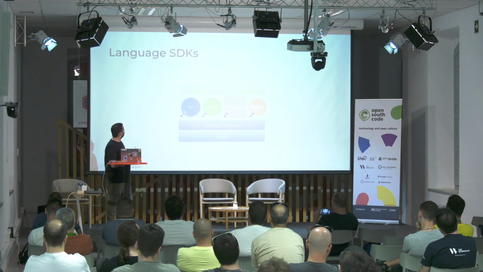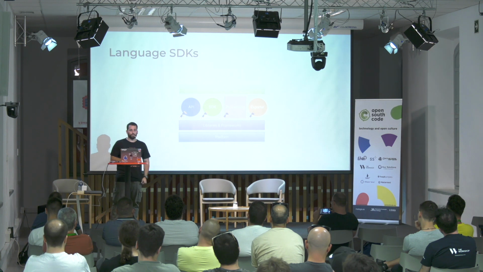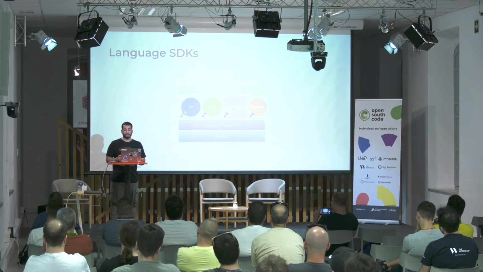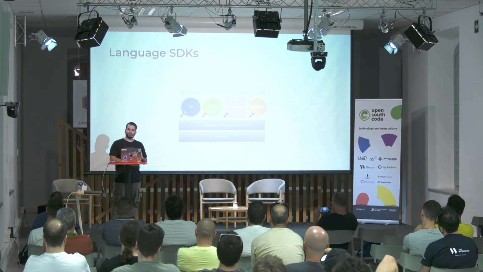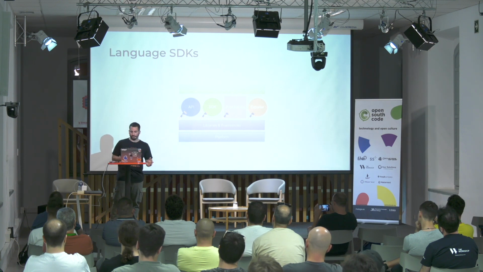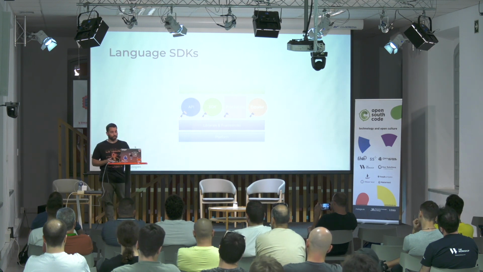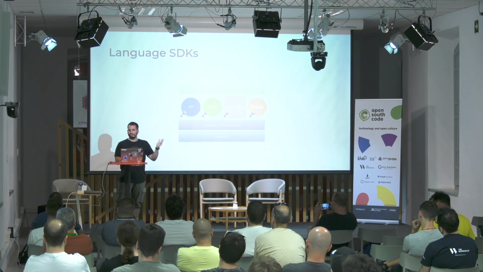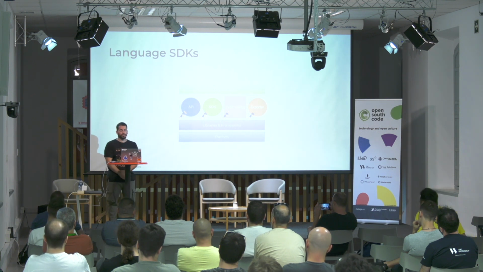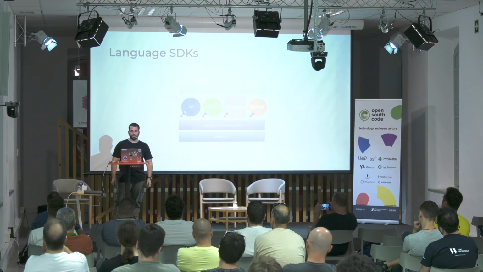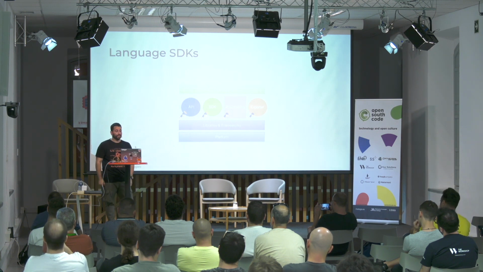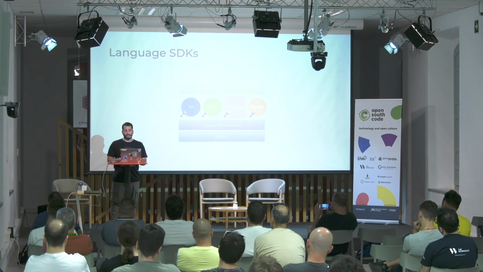Then we have the language SDKs. OpenTelemetry supports a wide range of programming languages in the market. For example, Golang, JavaScript, TypeScript, Python, Java, .NET, and many kinds of programming languages that you can think of, or not. They have a huge amount of support for many, many different programming languages. And these are the actual implementation of the specifications that we saw in the previous slide.